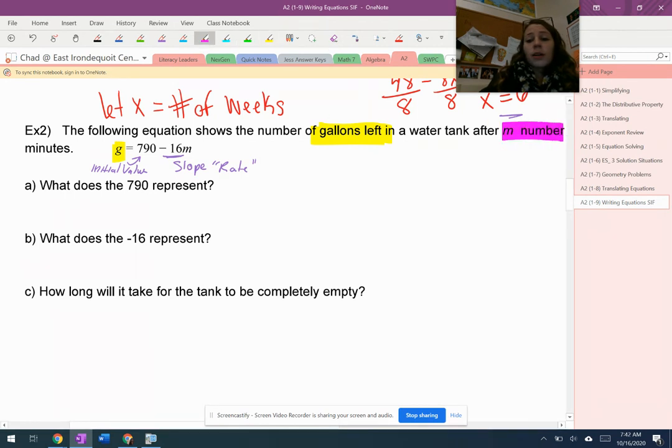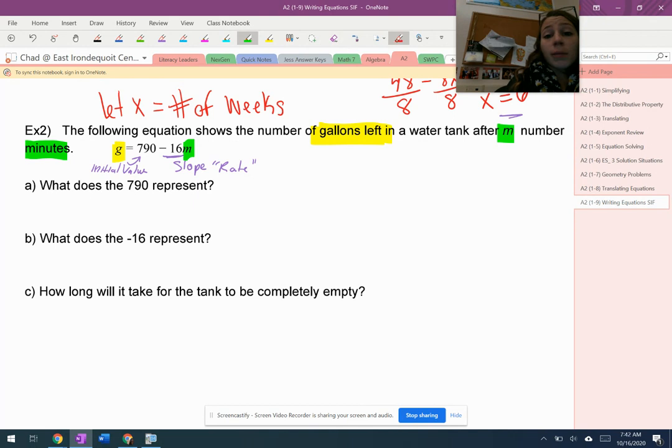Let's try a different highlighter. Green. After m, number of minutes. m is minutes. So the 790 represents the number of gallons in the tank to start with. You know, that initial value, the starting number of gallons in the tank, specifically what this problem is talking about.